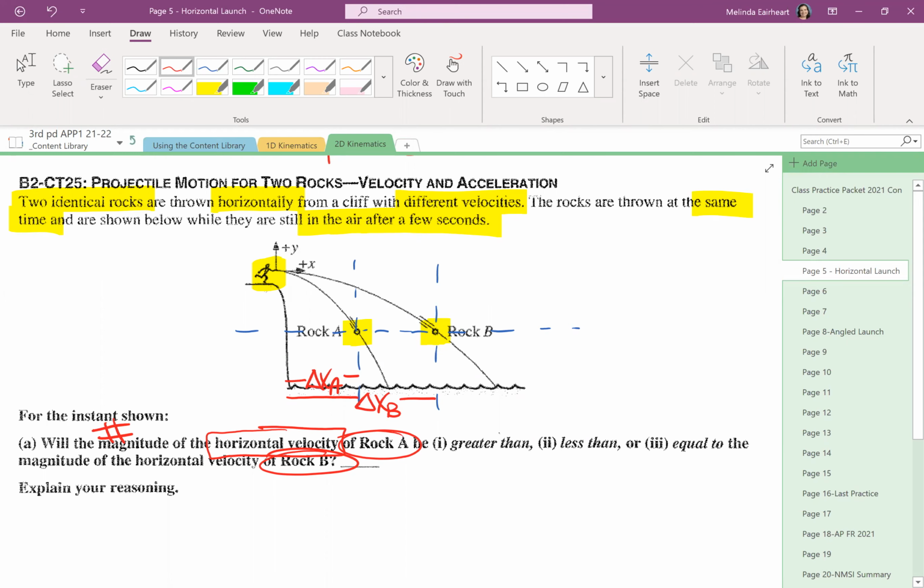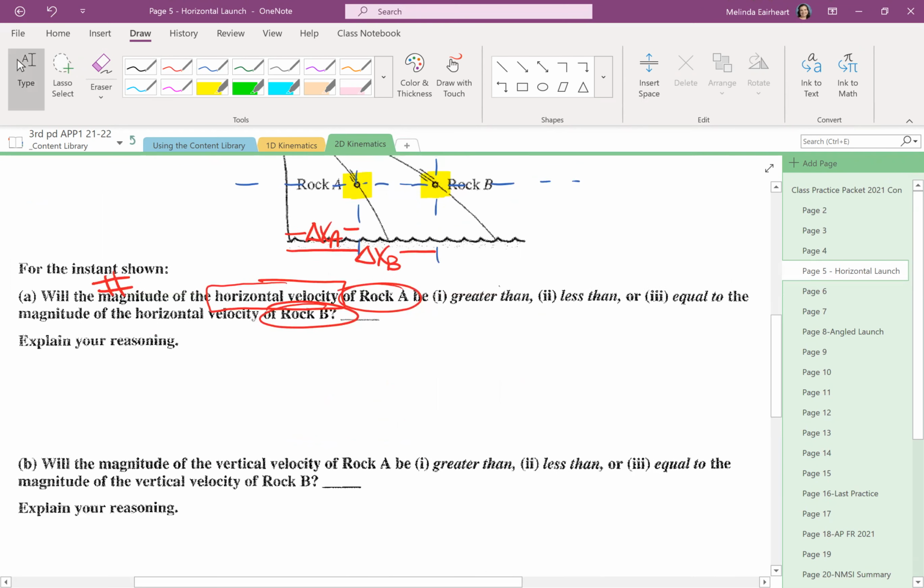So it's horizontal, so let's do the explanation. Let's do the reasoning first, and then we'll get our answer, okay? It's typically what I do anyway. So let's think, what's true about these objects in the horizontal? It's flying through the air. What do we know horizontally? Rock B travels further than rock A in the same amount of time. Okay, and so we know that rock B has a greater displacement or horizontal distance than A, right?